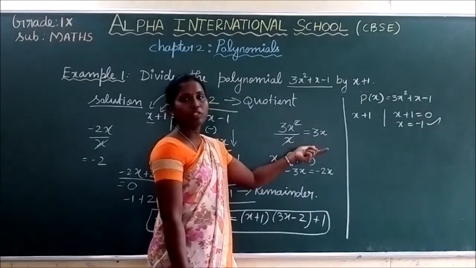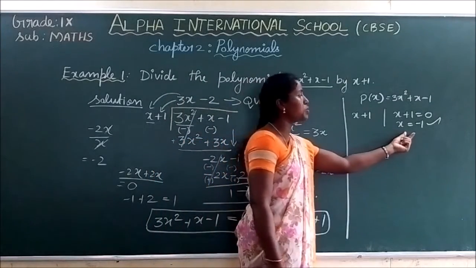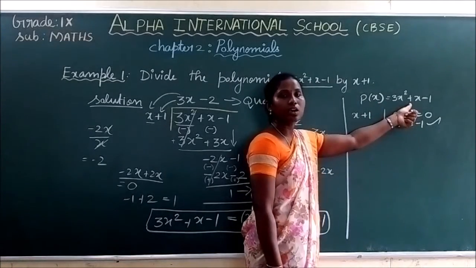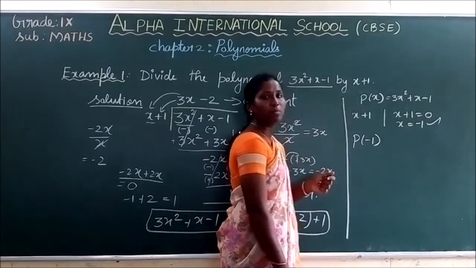So without using long division, we are going to find the remainder now. How are we going to find this? We are going to substitute this value x equal to minus 1 in the given polynomial instead of x. So substitute in P. Instead of x, I am substituting minus 1.